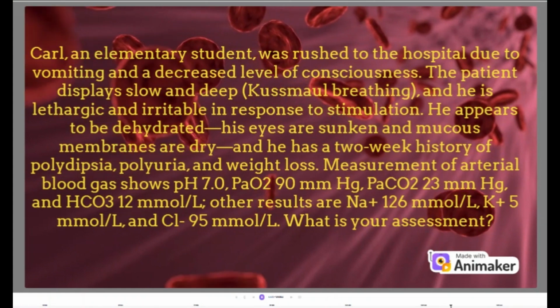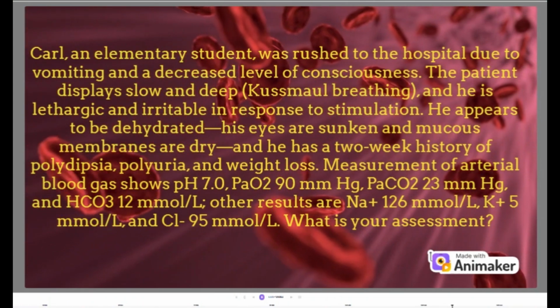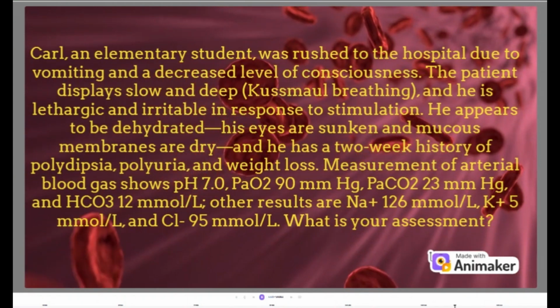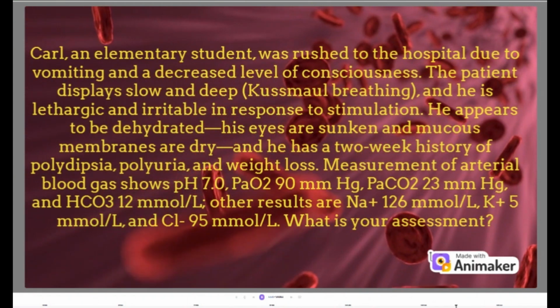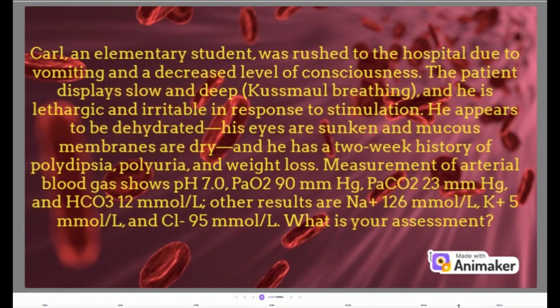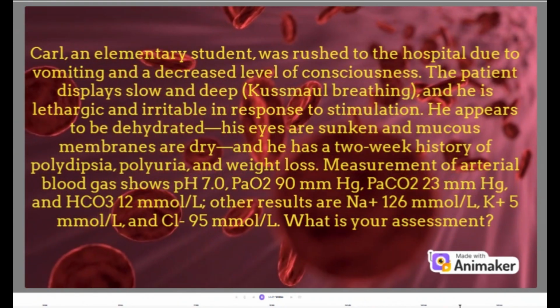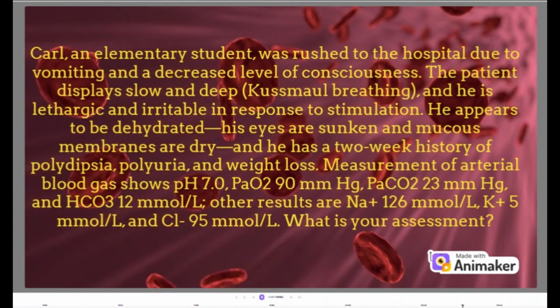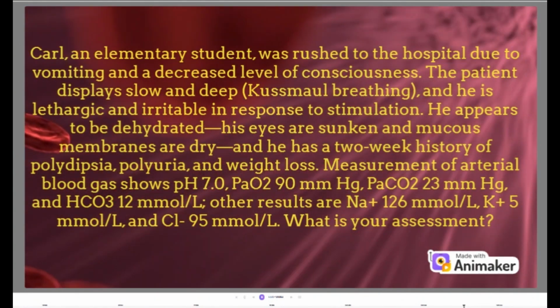Measurement of arterial blood gas shows pH 7.0, PaO2 90 millimeters of mercury, PaCO2 23 millimeters of mercury, and HCO3 12 millimoles per liter. Other results are Na plus 126 millimoles per liter, K plus 5 millimoles per liter, and Cl 95 millimoles per liter. What is your assessment?